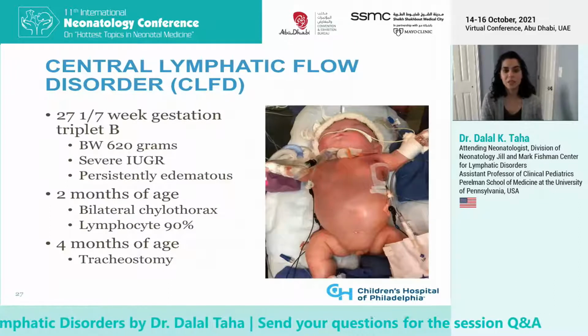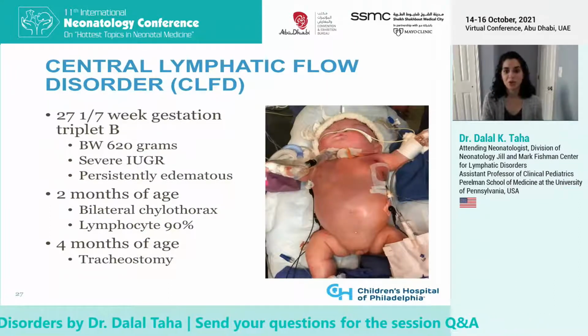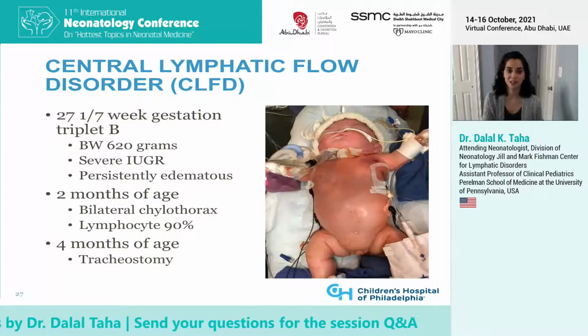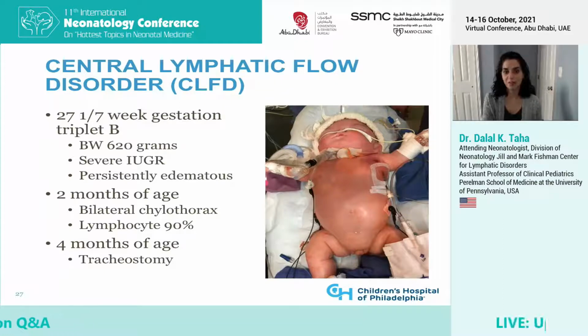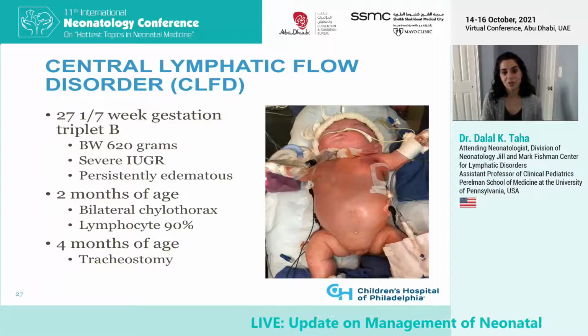This is a case of a 27-week gestation triplet who was one of the first patients evaluated and treated for a lymphatic disorder at the Children's Hospital of Philadelphia. At 2 months of age, she developed bilateral chylothoraces, which were medically managed with chest tubes. At 4 months of age, she had a tracheostomy placed for BPD. This picture was taken after her tracheostomy was placed and shows how severe her anasarca became.